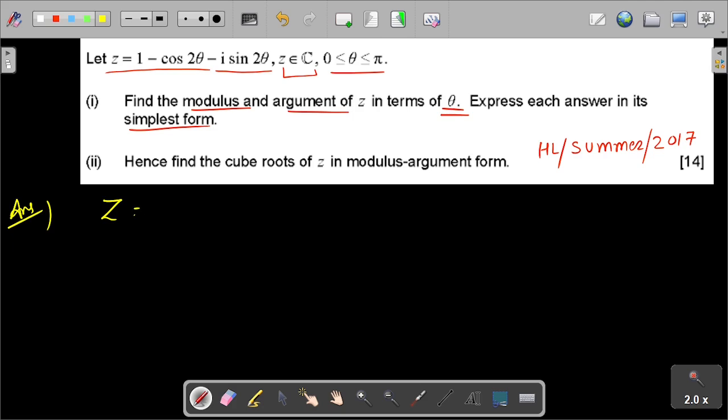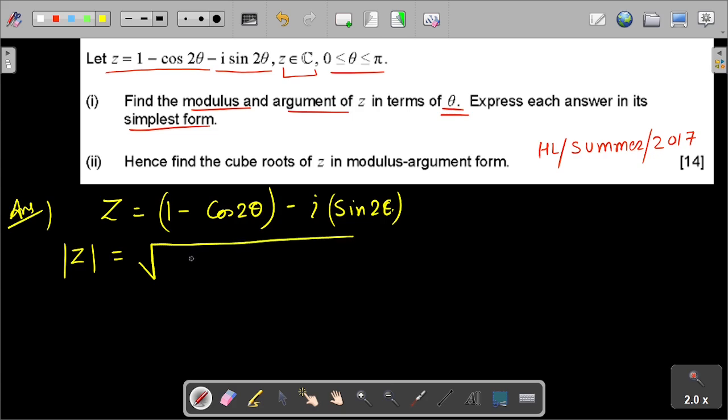So z = 1 - cos 2θ, this is its real part, minus i sin 2θ, this is the imaginary part, sin 2θ, right? And we have to find the modulus. What's the way of finding the modulus? We take the square of the real part and the imaginary part, add them and take the square root. So this is the square root of (1 - cos 2θ) whole square plus (sin 2θ) whole square. This is our modulus. And according to the question, we have to express it in simplest form.